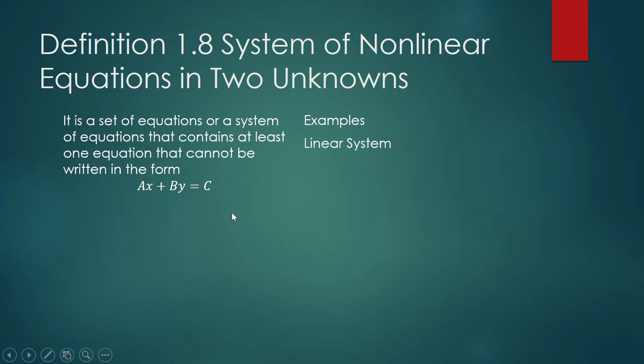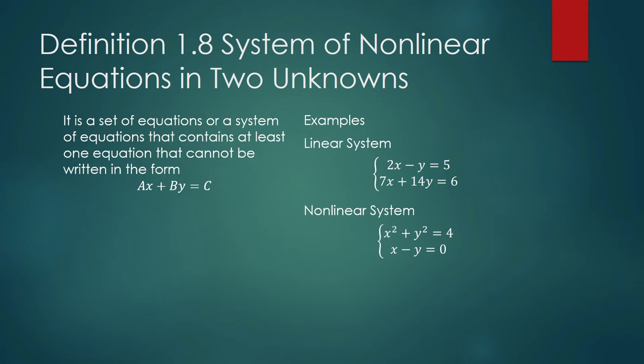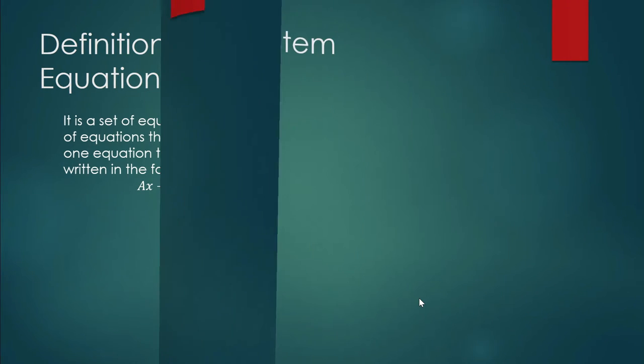Examples. Let us first recall, what does a linear system look like? It is a system of linear equations. This one is a system of two linear equations in two unknowns. Since we just came from conic sections, which are curves defined by degree 2 equations, in this nonlinear system we will pay attention to a system that contains a degree 2 equation. So this one is an example of a nonlinear system. This equation is a degree 2 equation. This one is a linear equation.